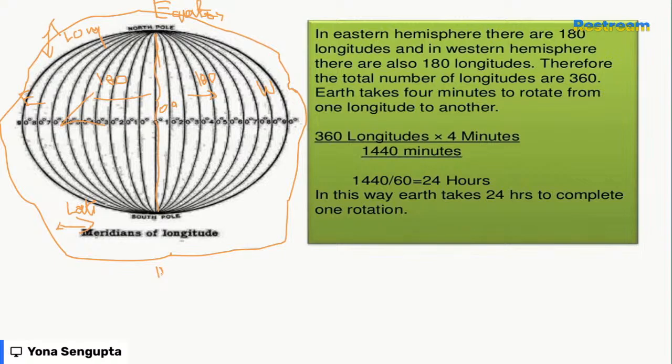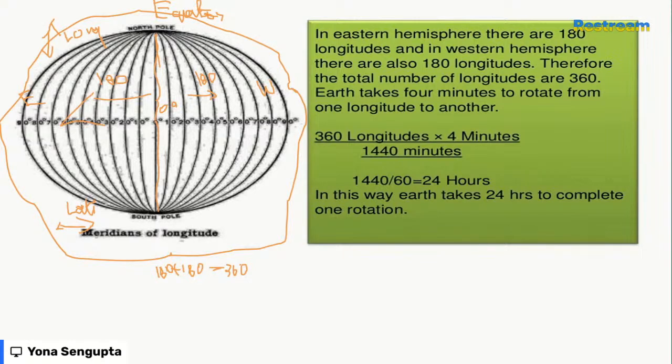So therefore, if you do 180 plus 180 is equal to, it is obviously 360 longitudes in total. Okay, so that is why we are taking 360 longitudes. So therefore the total number of longitudes are 360.